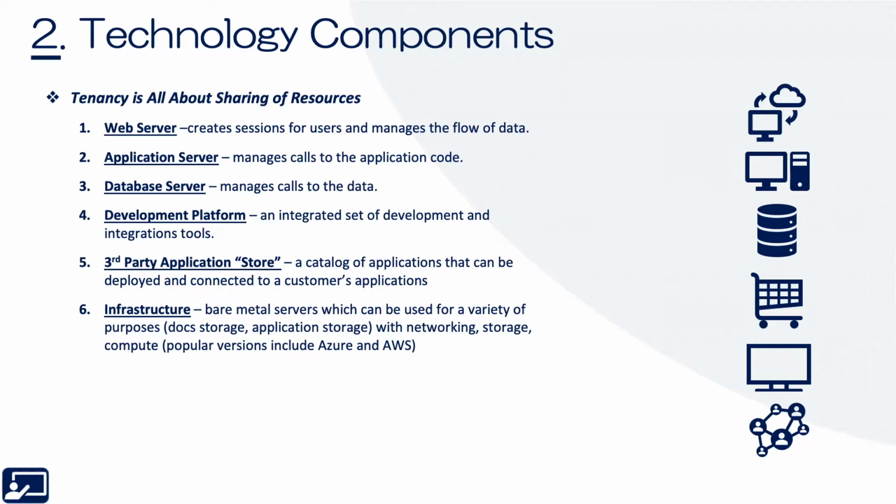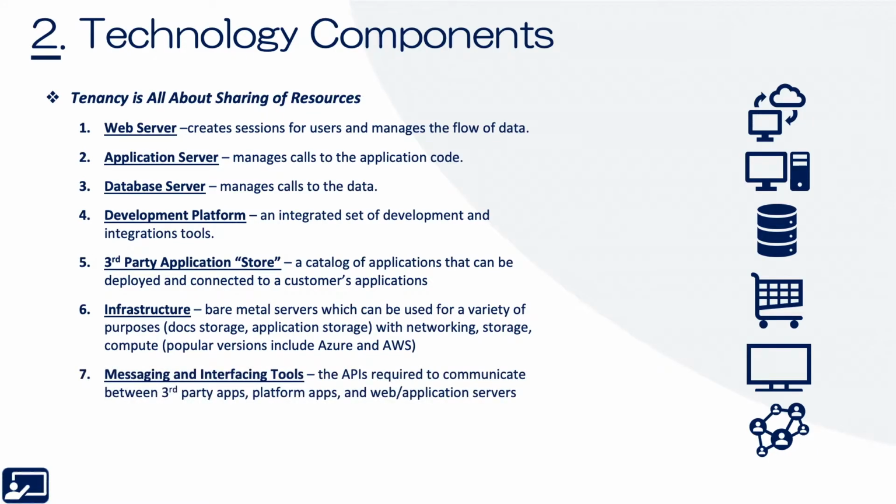Number 6, infrastructure. So bare metal servers, which can be used for a variety of purposes: disk storage, application storage, networking storage, compute. Right, so you have a lot of vendors here, particularly, let's say, Amazon, Azure, these types. And then lastly, messaging and interfacing tools. So these are the APIs between third-party apps. Just kind of broke this out because Workday does allow you Workday Studio, so there's some level of connectivity. There just isn't a development platform.